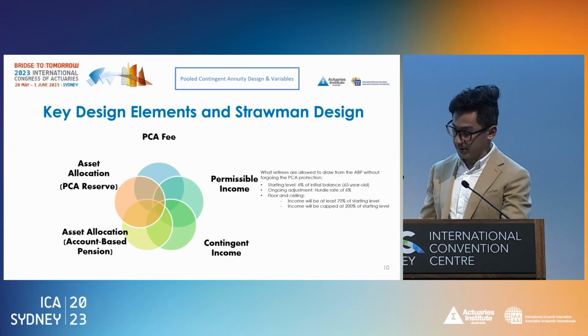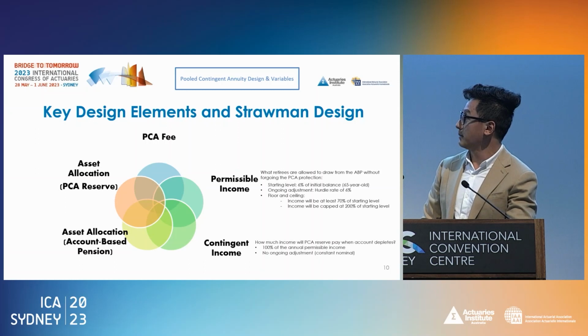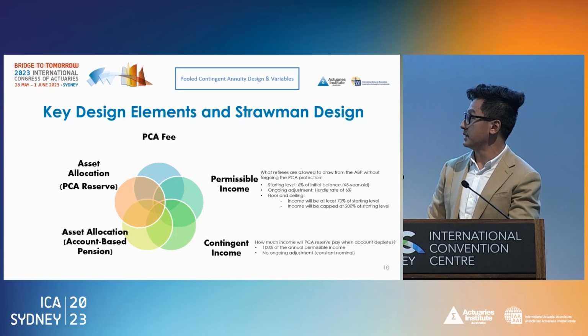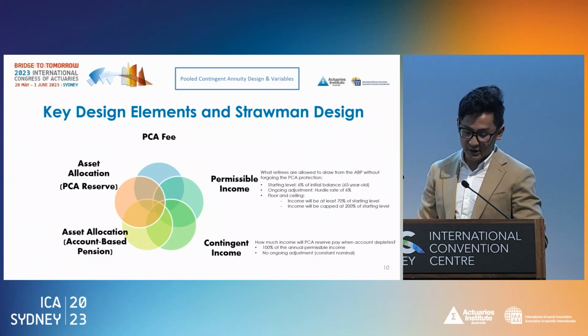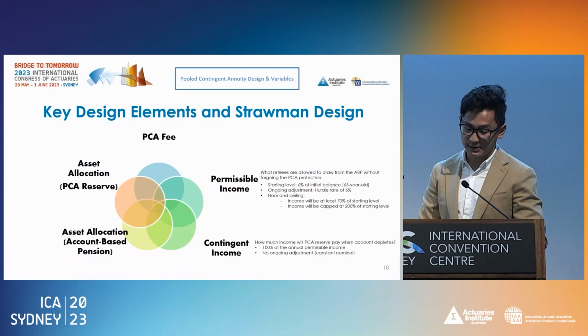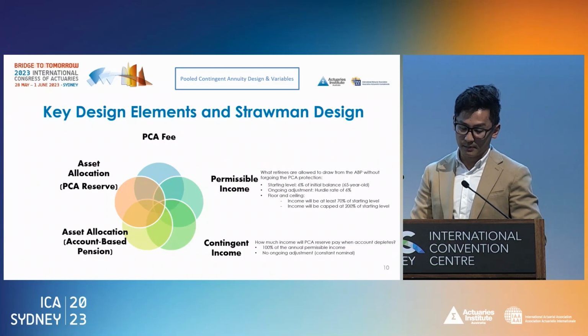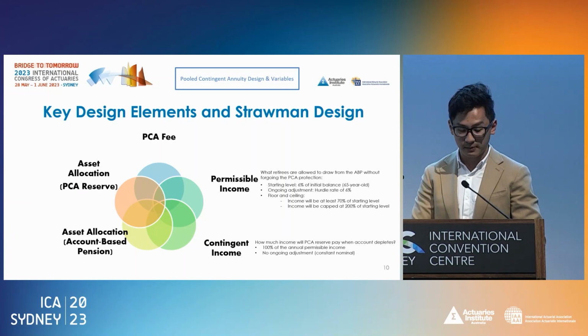So moving on to the next design element, the contingent income. How much income should the PCA reserve pay when the account is exhausted? The consideration for contingent income is quite similar to the permissible income. The higher the income you promise, the higher the cost would be. So for the purpose of our strawman design, we simply set the contingent income to match the last annual permissible income and have it maintained at a constant nominal value for life. So there will be no subsequent variation once the contingent income kicks in.